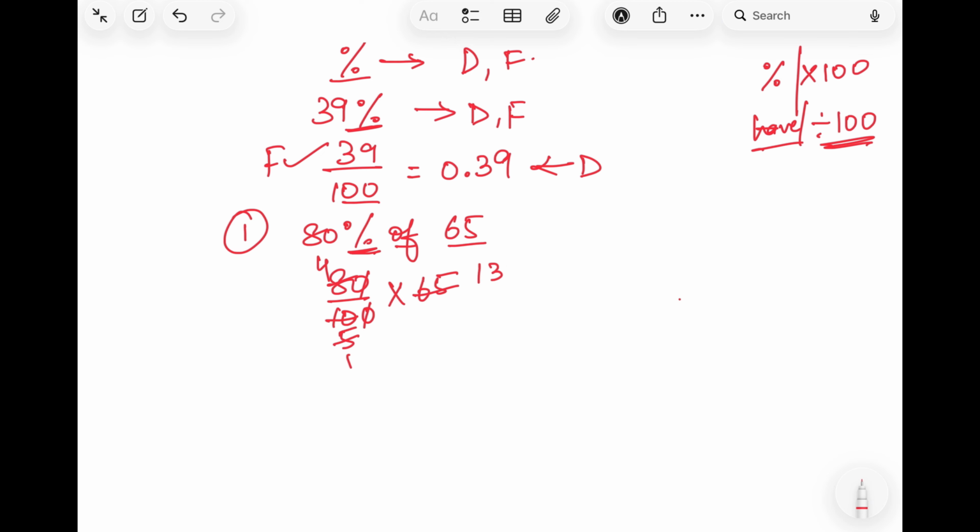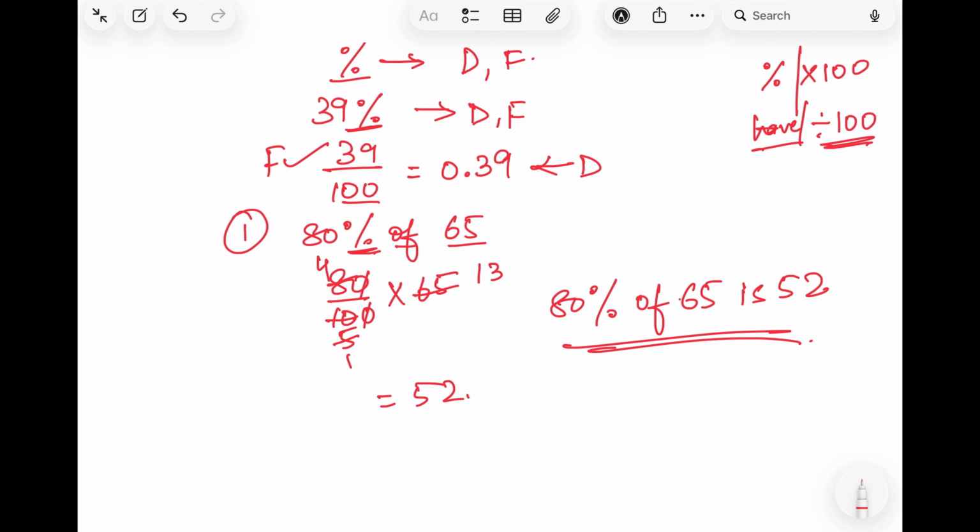Simple. You get 52. So 80% of the number 65 is 52. So we found out the percentage of a given number. This is the way of finding out the percentage of any given number. Like this, you can find out the percentage of any given number. So this is how you find out percentage.